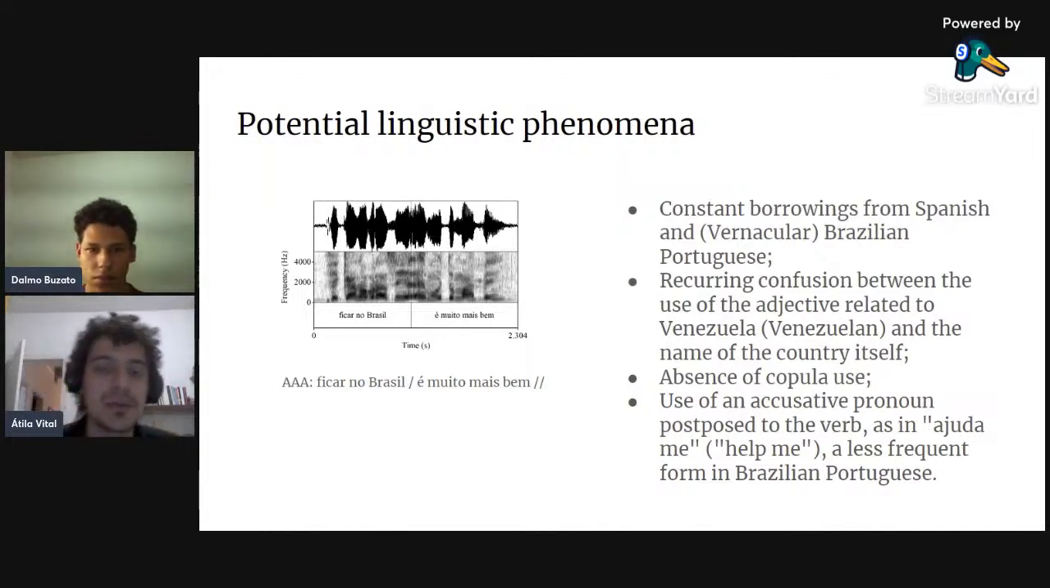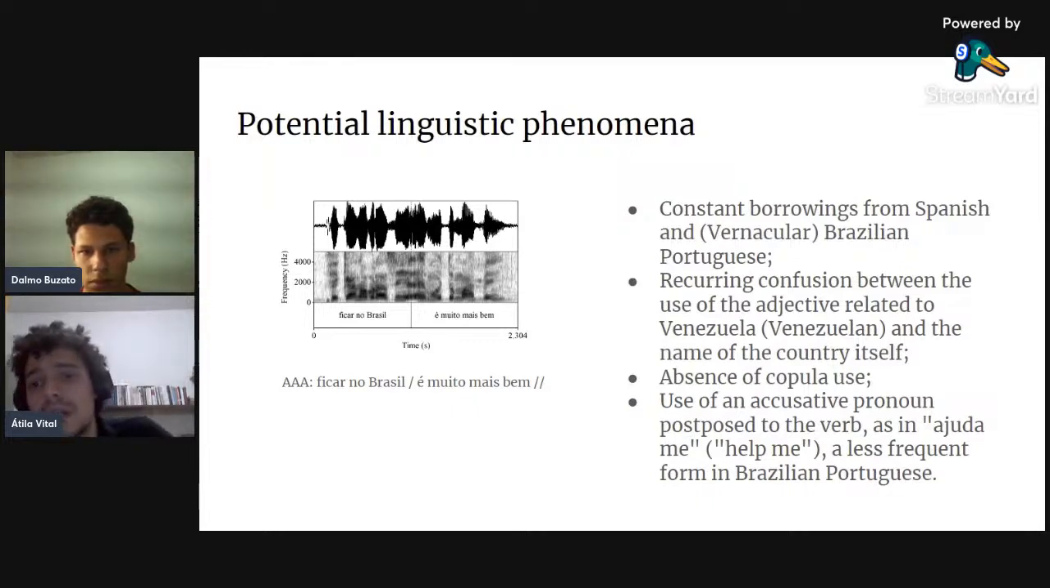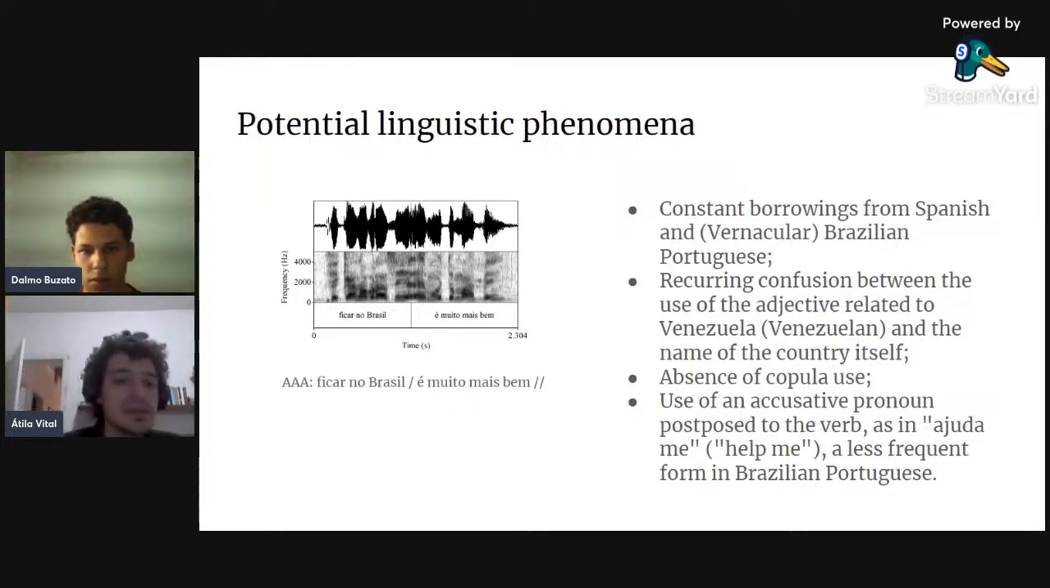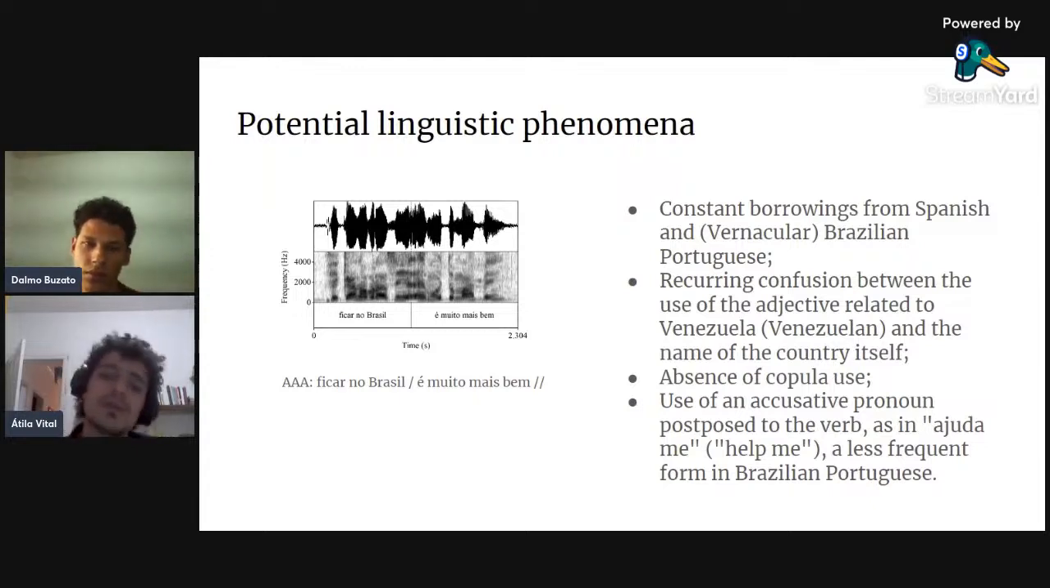Here we have a spectrogram, a very good spectrogram with formant representations that will be capable of being captured with the equipment. We have some potential linguistic phenomena that have been observed during the last research. For example, constant borrowing from Spanish and Brazilian Portuguese, recurring confusion between the use of adjectives such as Venezuelan instead of Venezuela. So the speakers sometimes change the name of the country to the adjective, or the adjective to the name of the country. It happens a lot. Absence of copula. Warao is a language without copula. There is no description of copula for it.